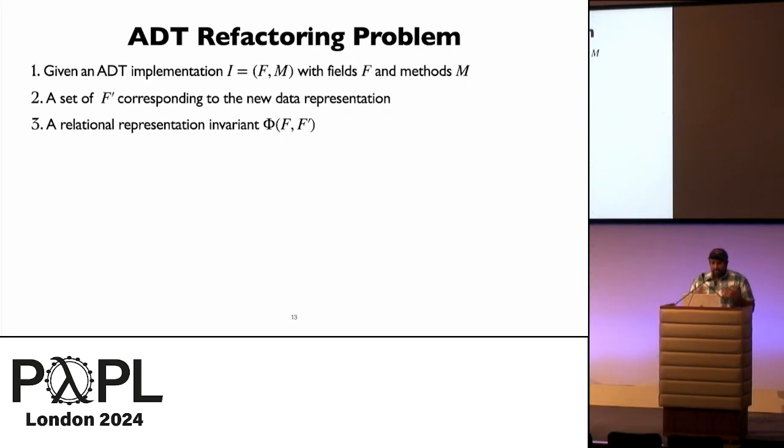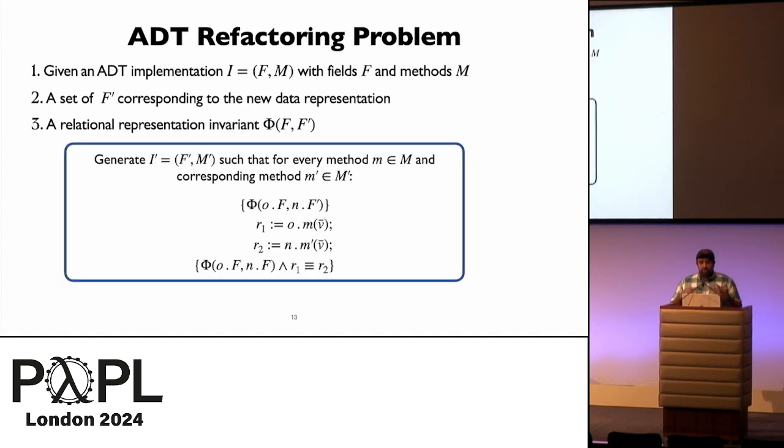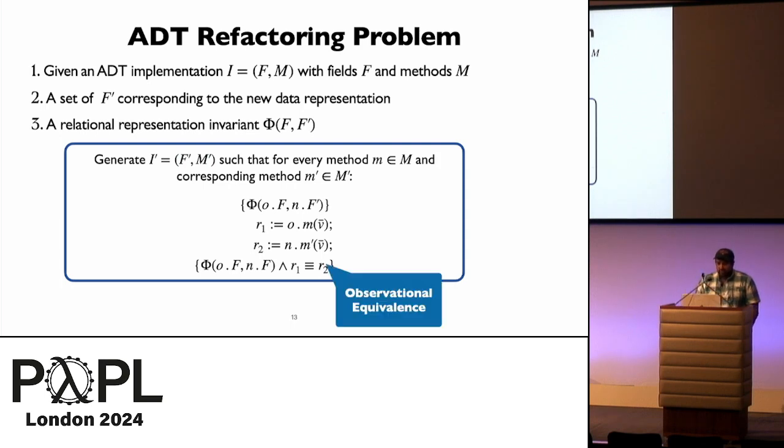Given an ADT implementation I with fields f and methods m, and a set of fields f prime corresponding to the new representation, we want to generate a new ADT implementation such that for every method m in the original, there's a corresponding method m prime in the new one, such that the behavior of the two ADTs should be observationally equivalent, and they should preserve this relational representation invariant. So if it holds before a call, it should hold after a call.